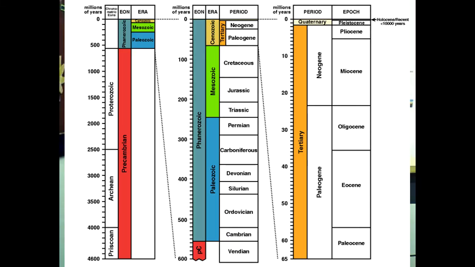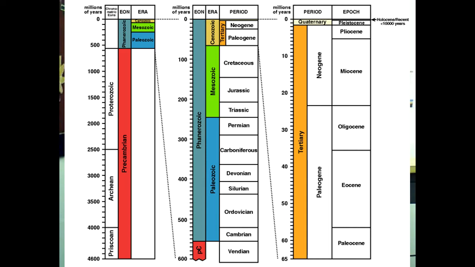We live out our lives in terms of decades, maybe a century. Even 1 million years seems too big to imagine, and 4.6 billion years of Earth history just seems unfathomable. Here's the geologic timescale, a table that shows the history of Earth.